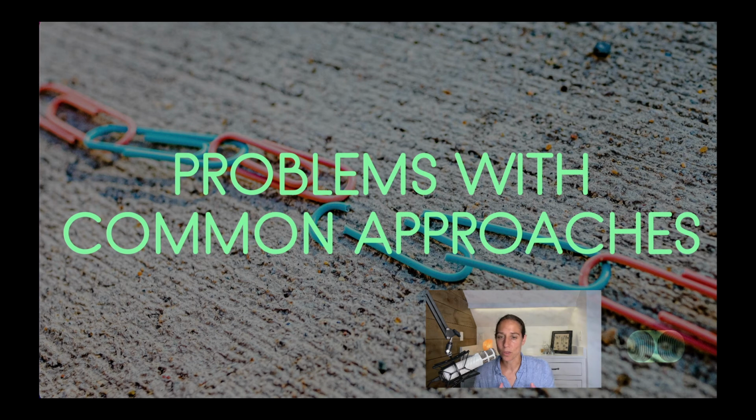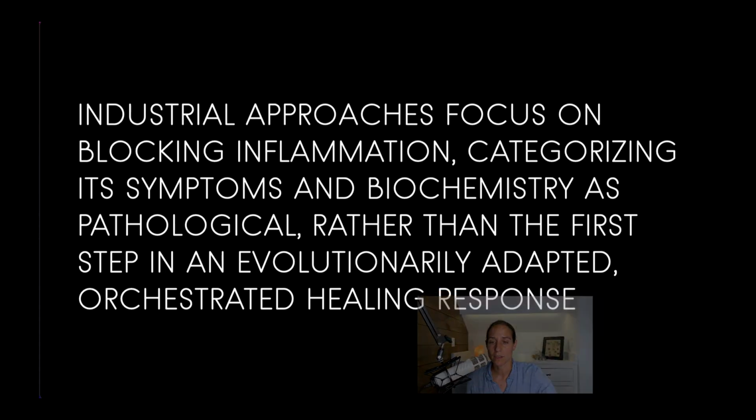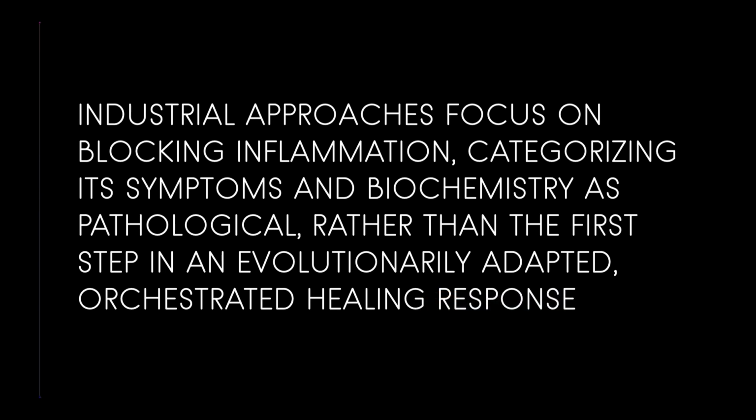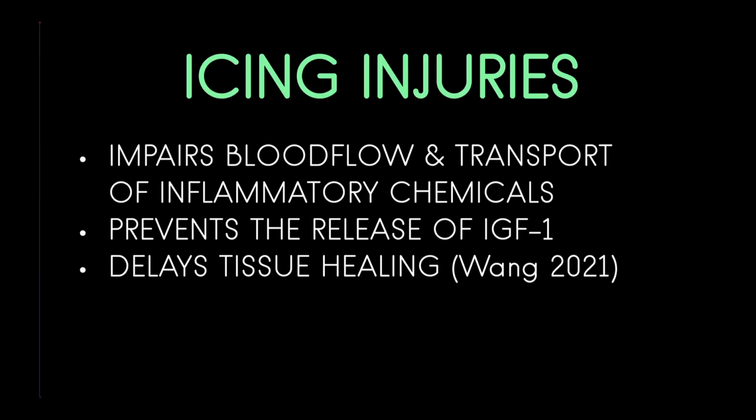So now that we understand what's going on with our cells and our tissues at the microscopic level, let's take a look at some problems with common approaches. Industrial approaches, and increasingly a lot of natural approaches, focus on blocking inflammation. They're blocking the first step of the cell danger response, categorizing its symptoms and biochemistry as pathological rather than the first step in an evolutionarily adapted, orchestrated healing response. And of course, this response can get out of control and fevers can get too high, and at the extremes there can be too much, but within a healthy range, it is a really healthy response to the body.